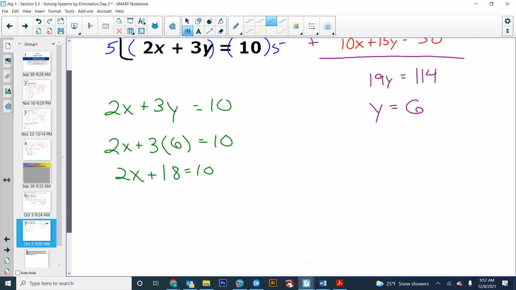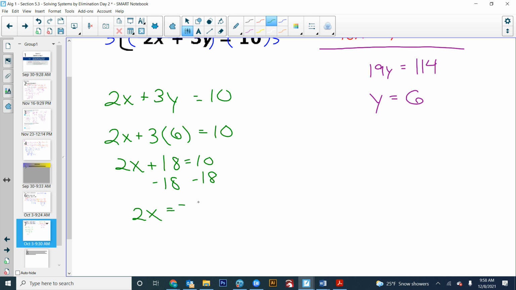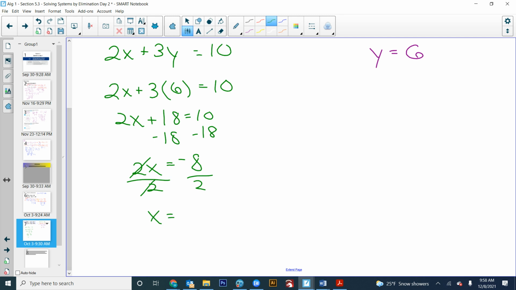What'd you do next, Ethan? One second. I'm trying to break this out. Sure. 10. 18 on each side. Good. 10 minus 18 is -8. Yeah. What about 2? X equals -4. X equals -4.